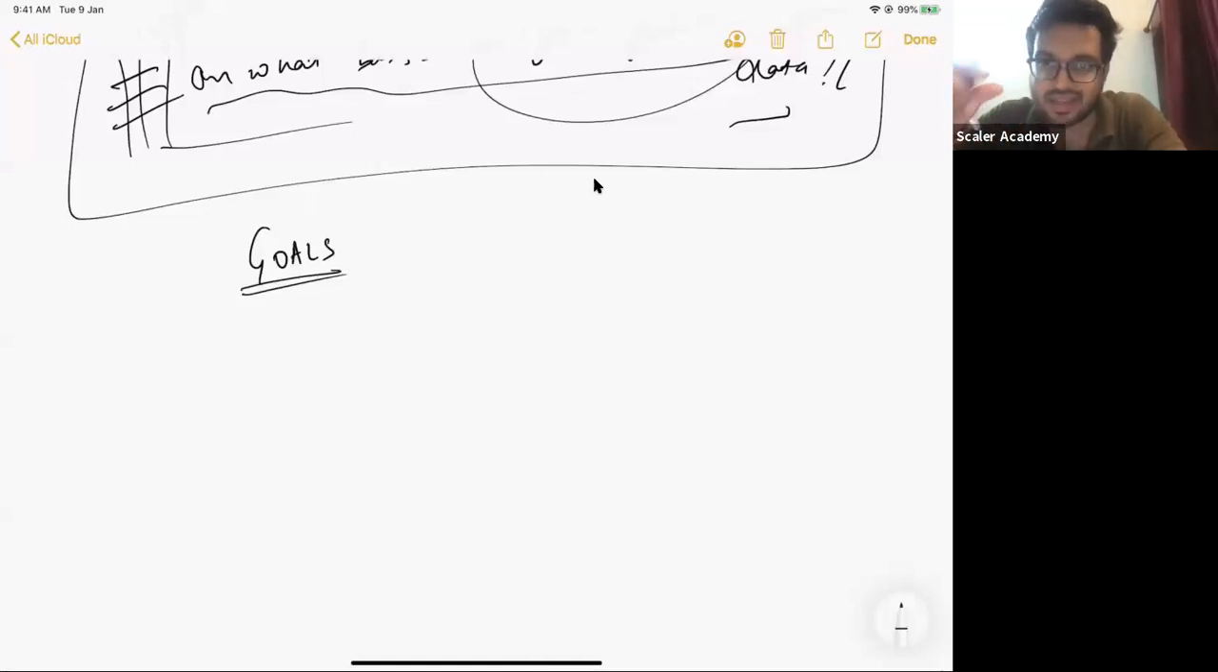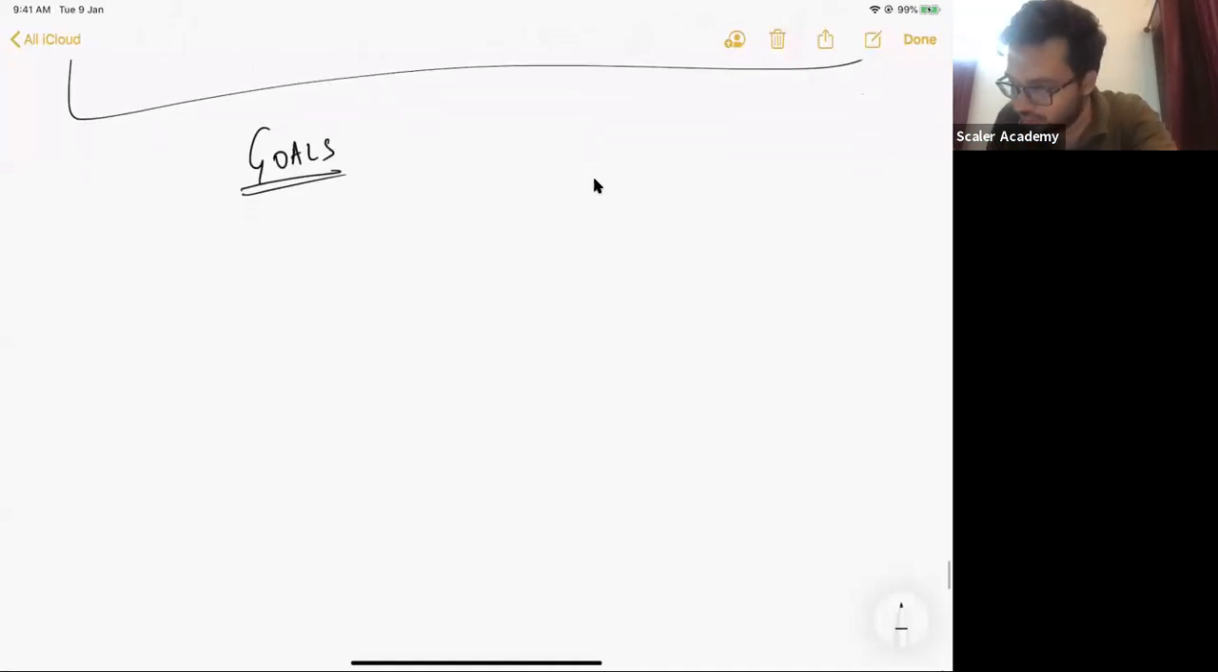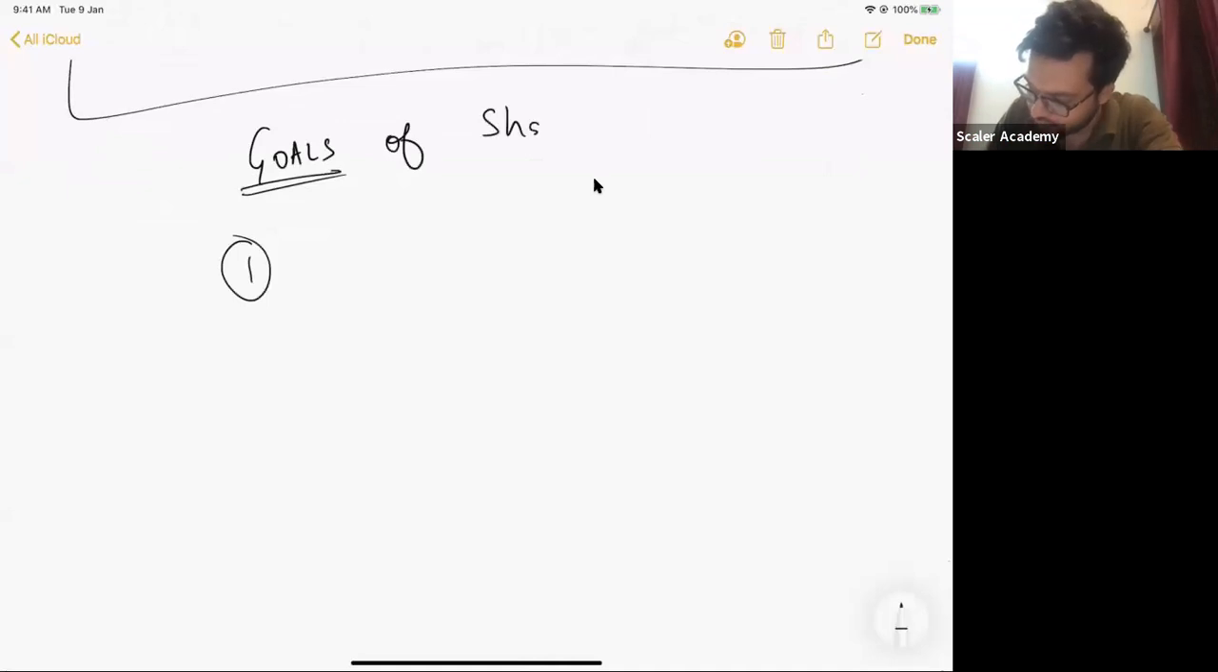So I am redefining the problem. You may see some things that we already discussed, but just try to appreciate what is the difference between the app server level and the storage level. The first goal of sharding, what are the goals that we want to achieve out of a sharding mechanism? The first goal is that the data should be as equally partitioned as possible.